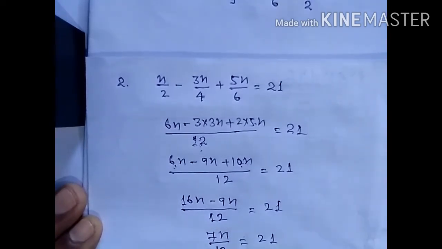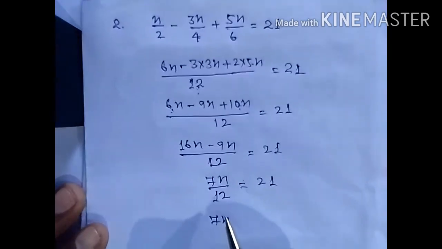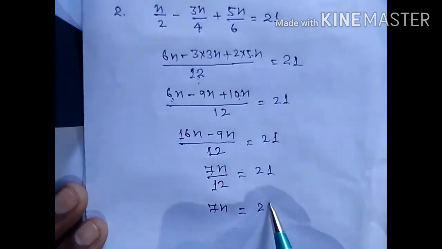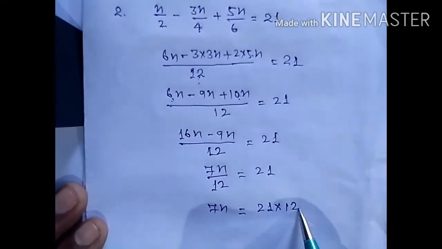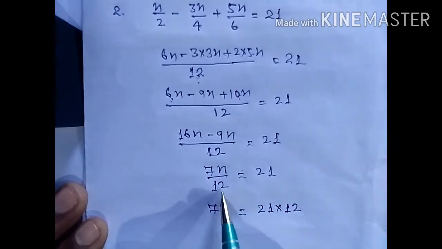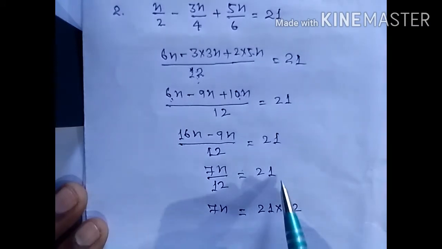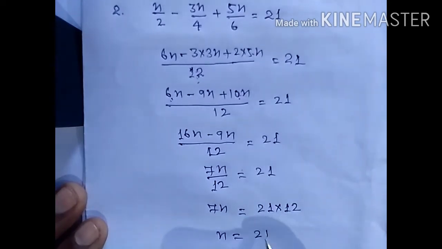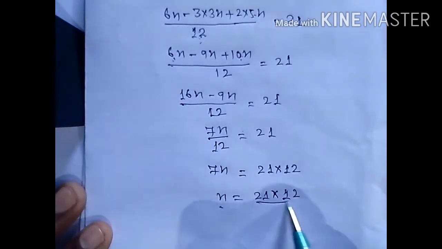Now 7n is equal to, students, 12 is divided here, so after transposing it will be multiplied. So 7n is equal to 21 into 12. 12 is divided here, students, and after transposing it will be multiplied with 21. Now n is equal to 21 into 12 by 7.